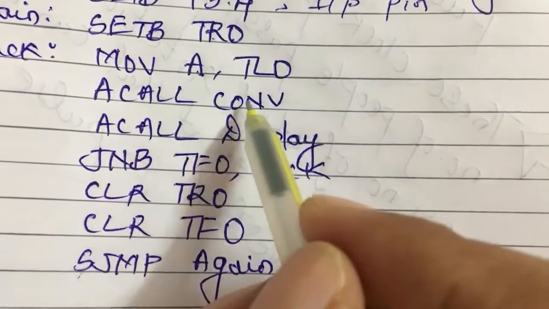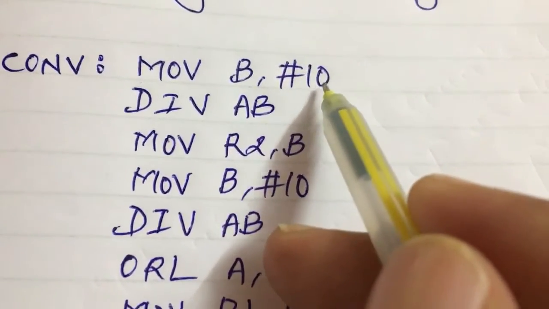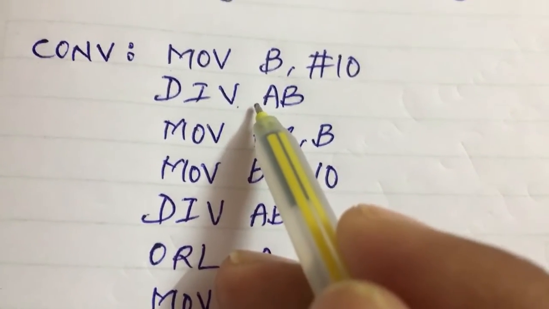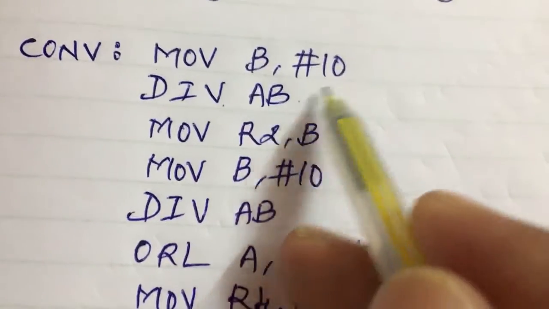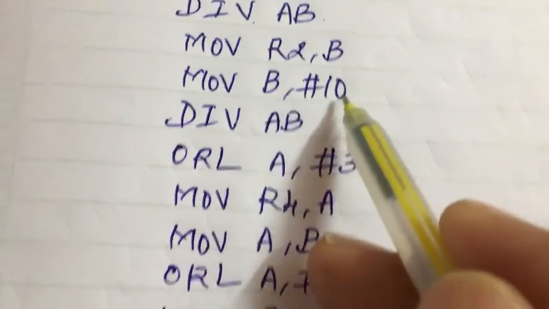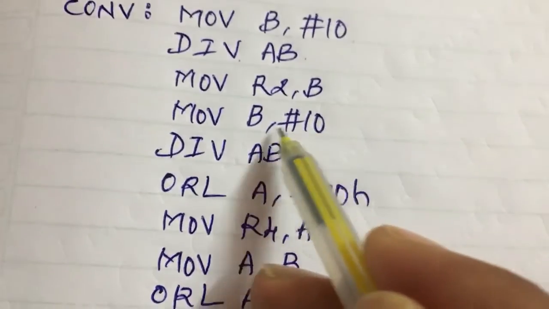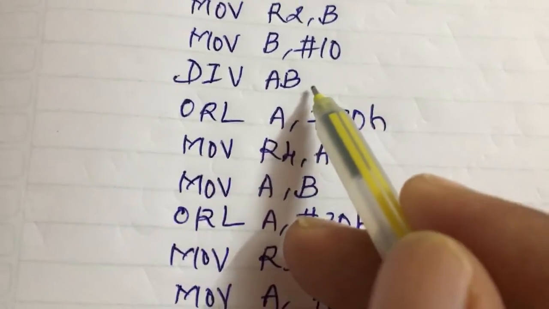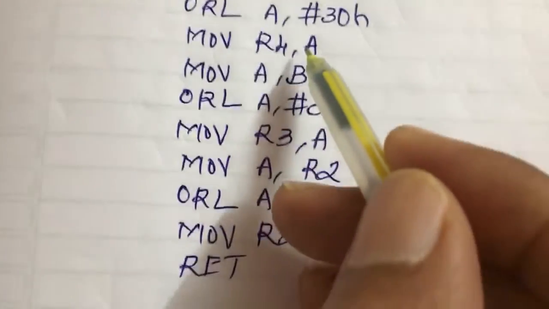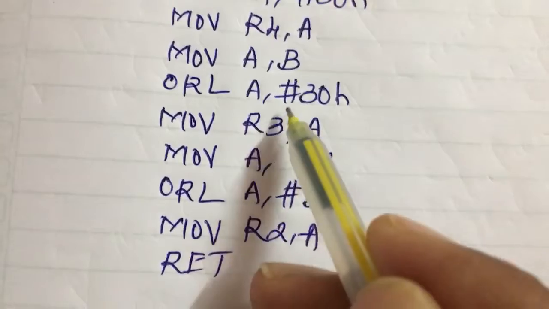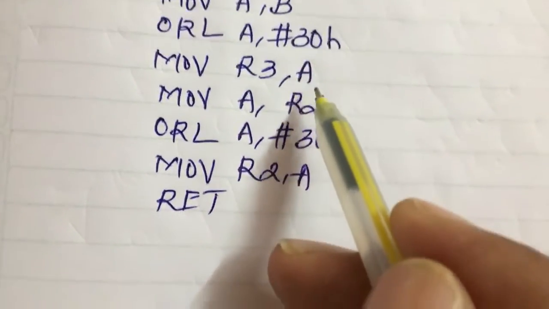After this instruction executes, it will jump to the convert routine. Here, take 10 in the B register and divide the value of A, which holds the value of TL0, by 10. Move the value into R2. Next, save the value in one of the registers, take B equal to 10 again, divide the value, then make it ASCII. Similarly, take the value of A into the R4 register, move the value of B into the A register, and make the value ASCII.